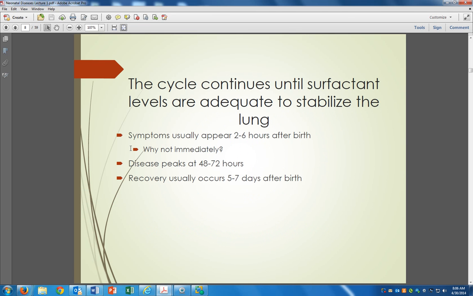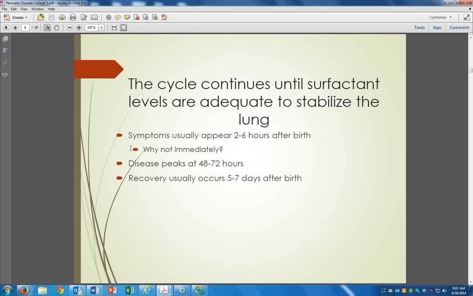So this cycle will continue unless we replace the surfactant. Symptoms appear quite often sooner than 2 to 6 hours, but just be aware if it doesn't appear quickly, within the first couple of hours, it doesn't mean it cannot occur later. Now, sometimes it doesn't occur immediately, and that's because there is a sufficient amount of surfactant. But as the baby works harder, the atelectasis will occur, and then we'll have more surfactant deficiency.